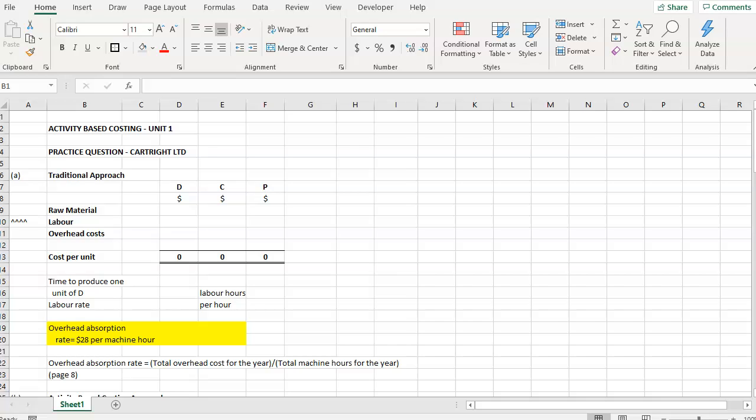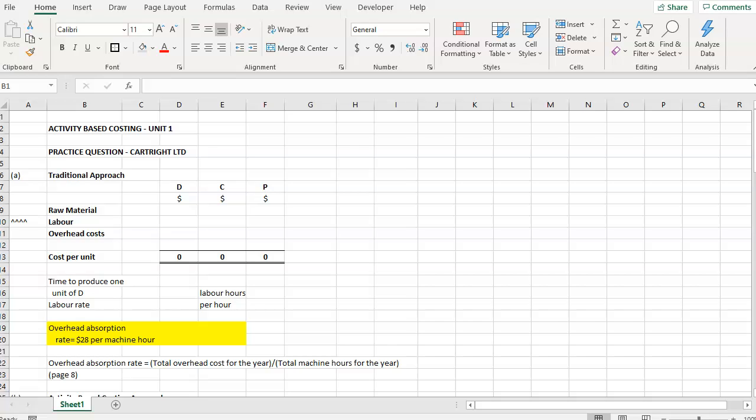Now, the question focuses on 2 different costing methods that will ultimately affect the selling price for the product. The first method that is asked for in part A of the question, which we did start last night, is the traditional approach. The other approach is the activity-based costing approach.